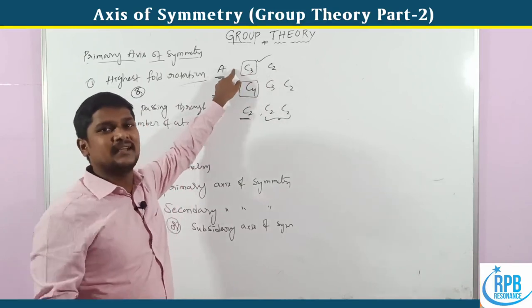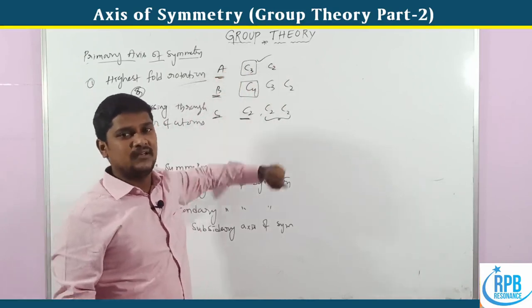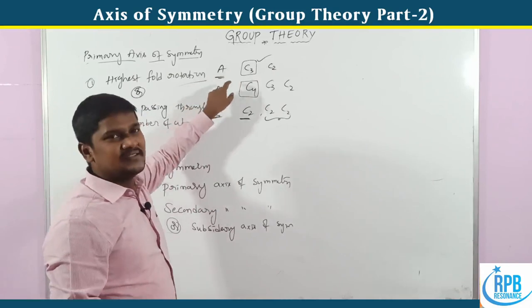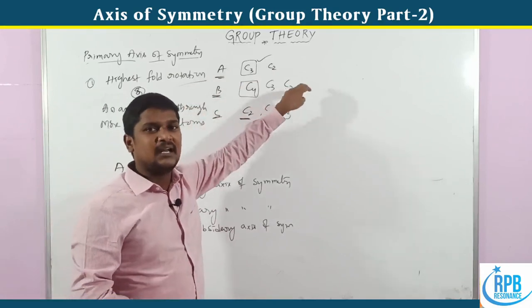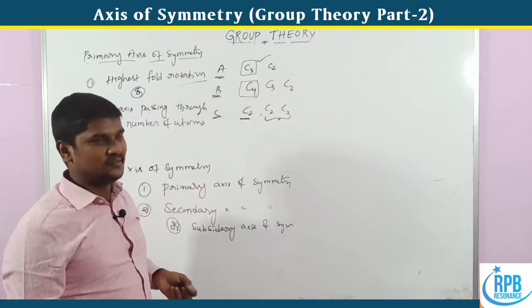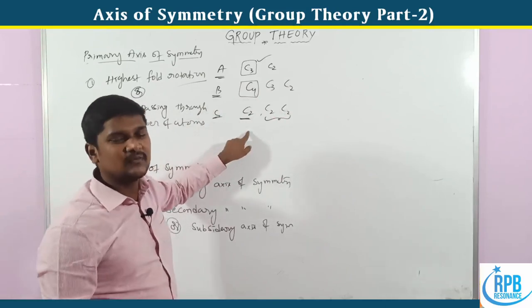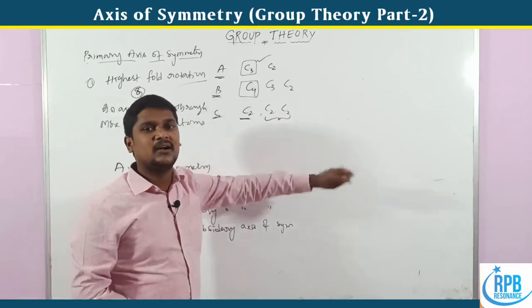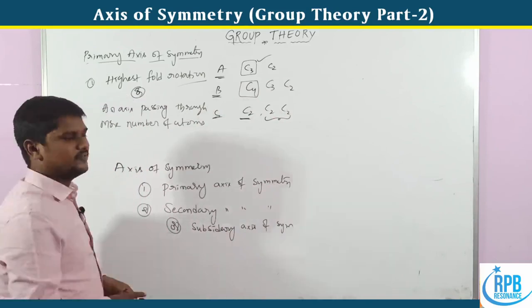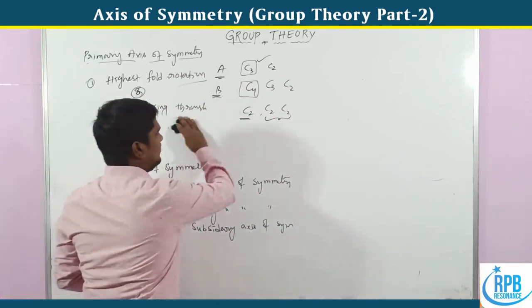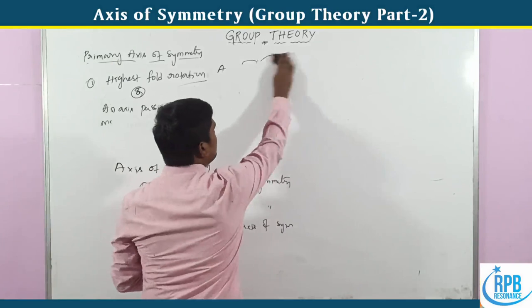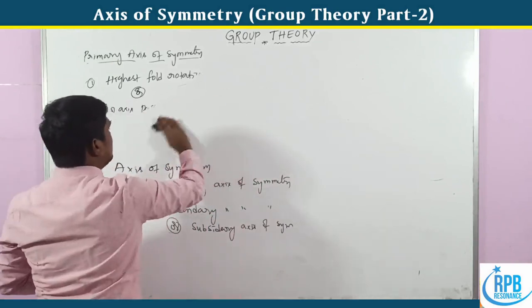So here molecule A possesses C3, C2. C3 is the primary axis of symmetry, C2 is the subsidiary axis of symmetry. So for B, C4 is the primary axis of symmetry, remaining two are subsidiary axes of symmetry. Now here one kind of C2 is the primary axis of symmetry, remaining are secondary, subsidiary axes of symmetry. Now let's move on to simple examples with a clear explanation.